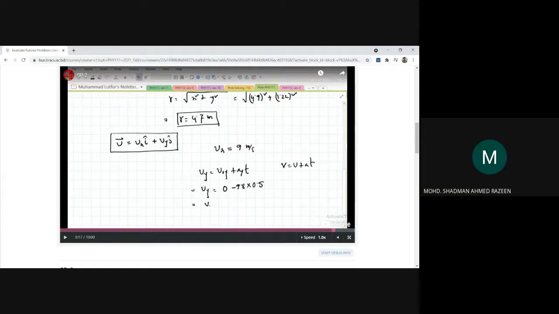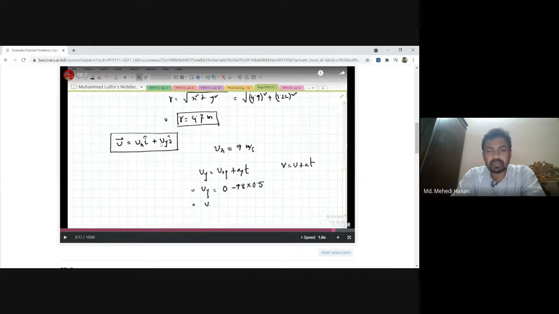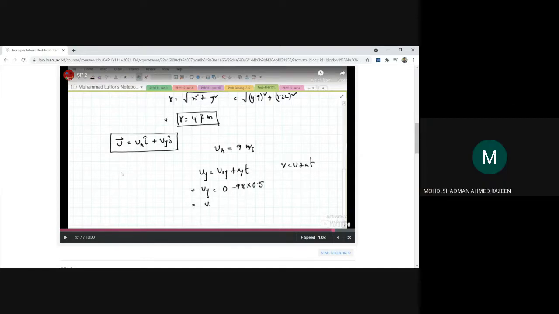So the components will become negative. Sir, if the answer is like Vx i minus Vy j, sorry, positive Vy j, then my answer is wrong? According to the unit vector notation it is wrong. But if the question is to find the magnitude, then the minus sign or plus sign will not affect the answer. Okay, I'm clear, sir.